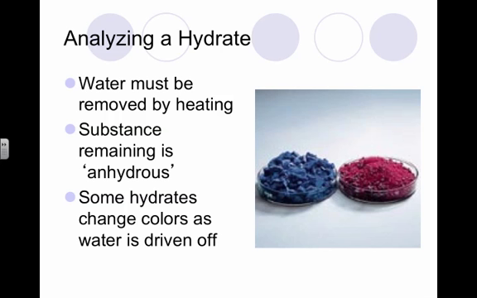Analyzing hydrates: if we want to know how many waters are associated with a particular hydrate, we first have to remove all the water. Usually we do this by heating, which causes the water to evaporate out. As you can see in the picture to the right, some hydrates change colors as the water leaves, because the crystals rearrange their structure and refract light differently, so we perceive a different color. If you see anhydrous used to describe something, that's basically a hydrate that has had all of its water molecules removed. Dried out.